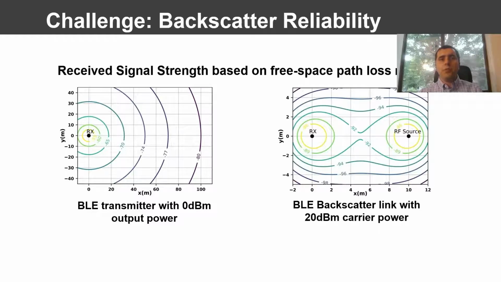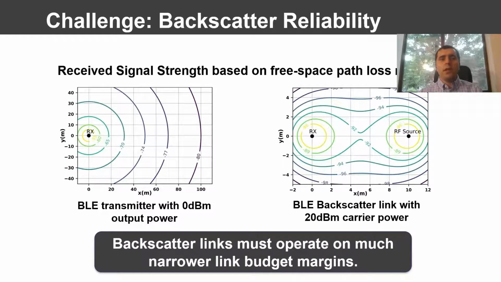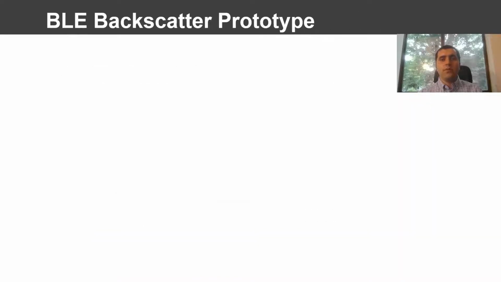We draw the same contours for a bistatic backscatter link with 20 dBm carrier power, where the carrier source and receiver are 10 meters away from each other. Even with 100 times more power, the received signal strength at most points is much closer to the receiver sensitivity level. We conclude that the backscatter links must operate on much narrower link budget margins.